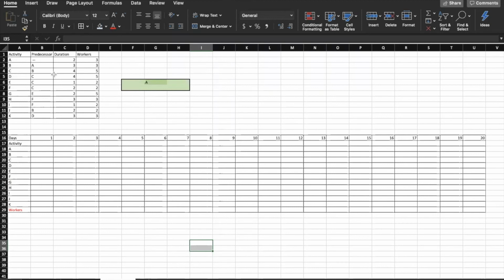So let's start plugging the values into our nodes. We know that A starts on day 0, it takes 2 days, so it will have an early finish on day 2. And now the next node that we need is B, and it has A as its predecessor.